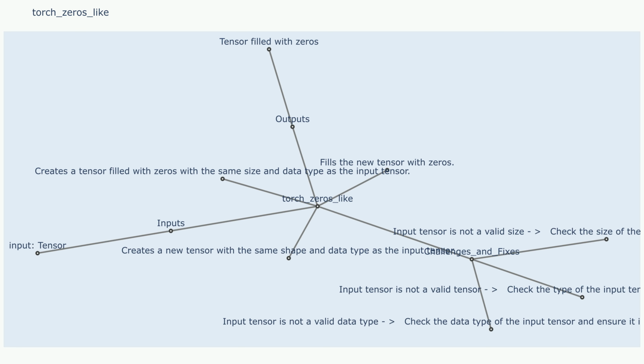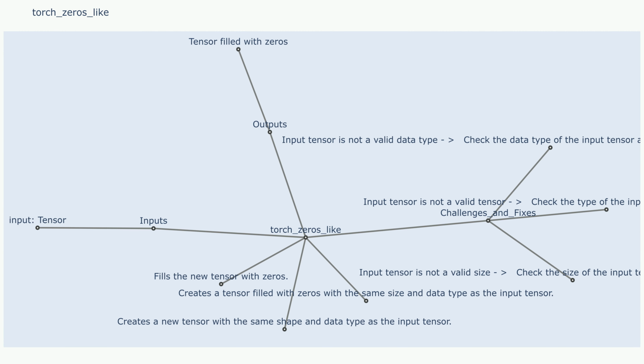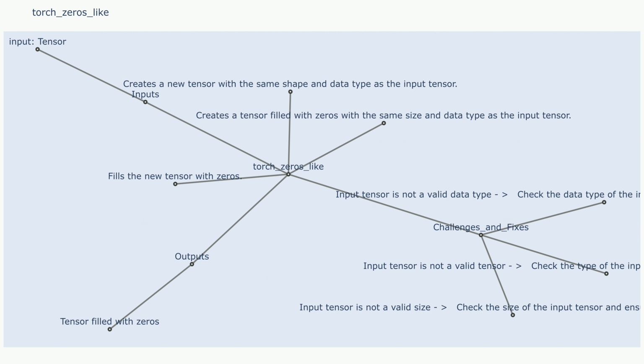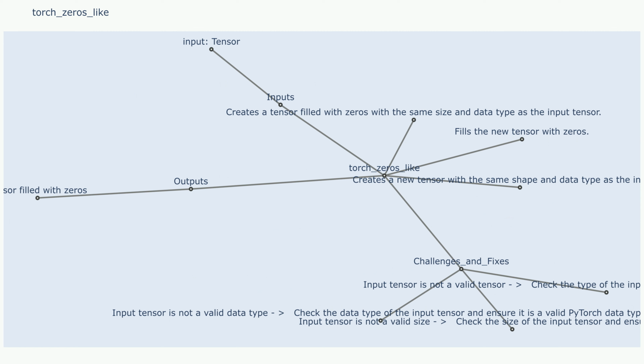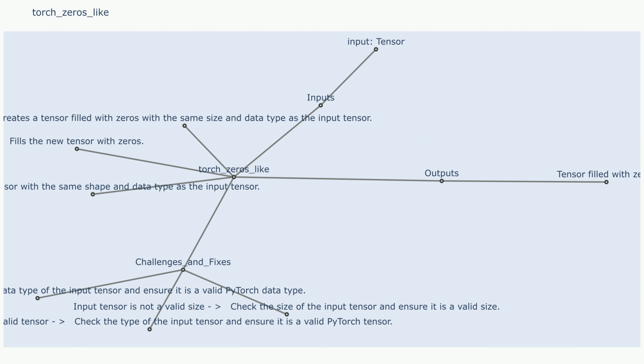torch.zeros_like. Description: the torch.zeros_like function is a PyTorch method used to create a new tensor filled with zeros, having the same size and data type as the input tensor. Inputs. Input 1: input, the input tensor whose size and data type will be replicated. Outputs. Output 1: tensor, a new tensor filled with zeros, with the same size and data type as the input tensor.